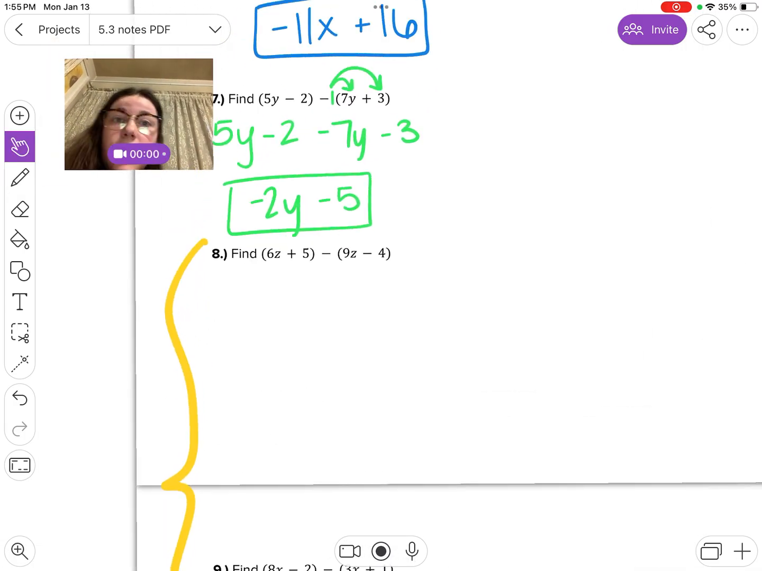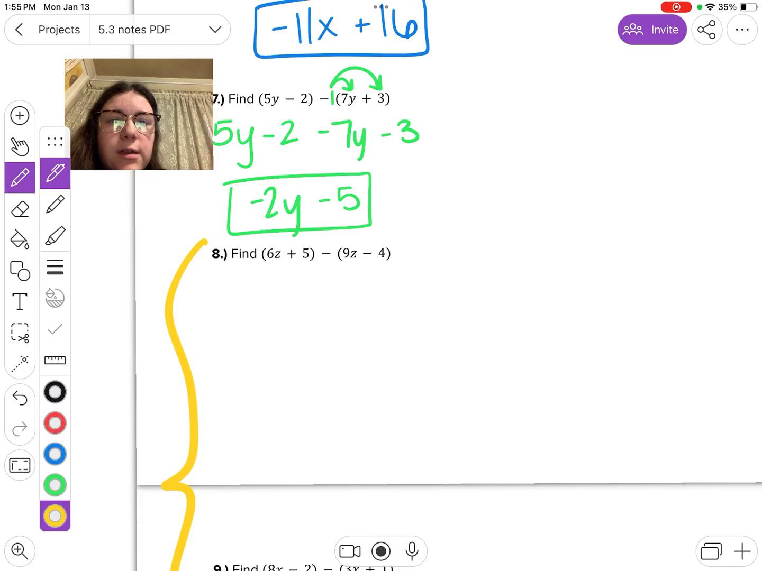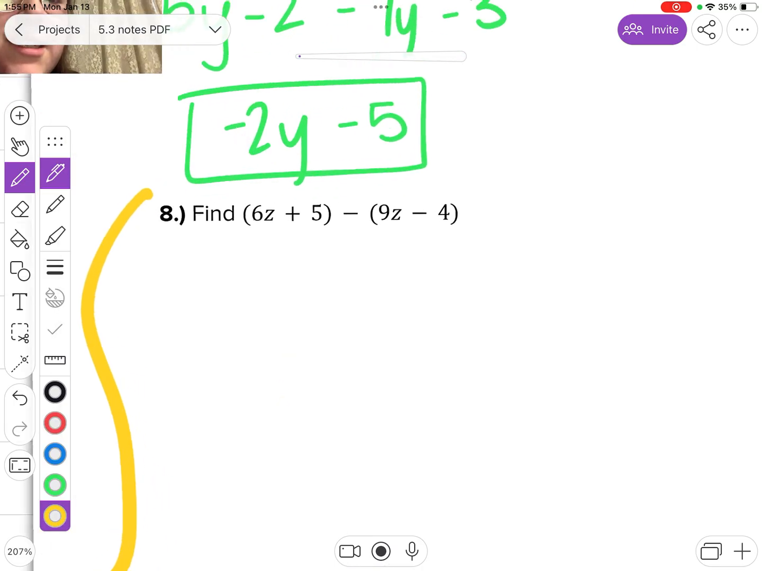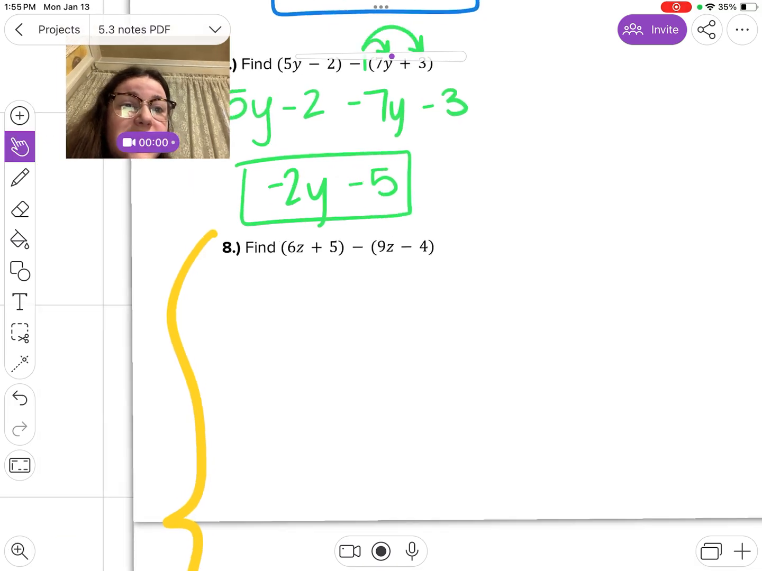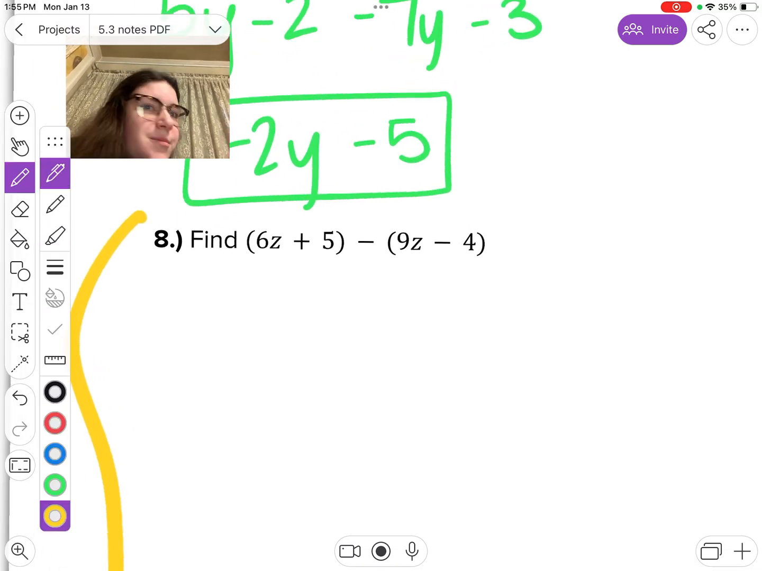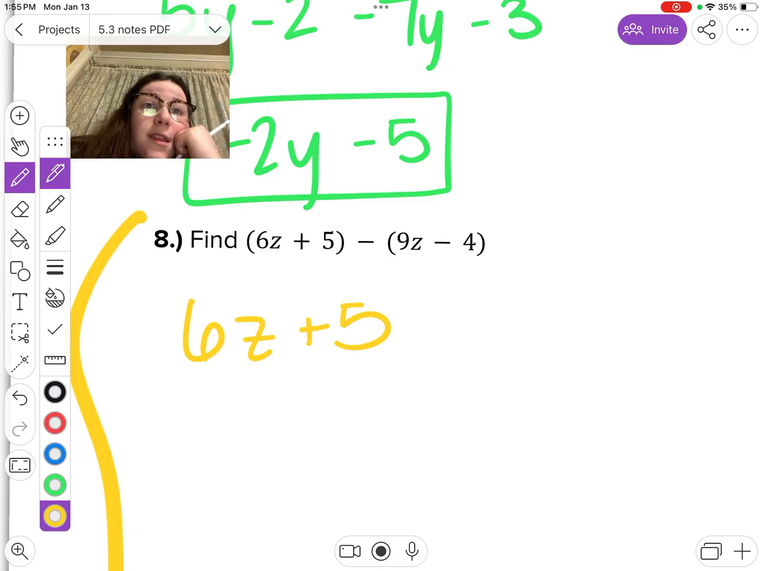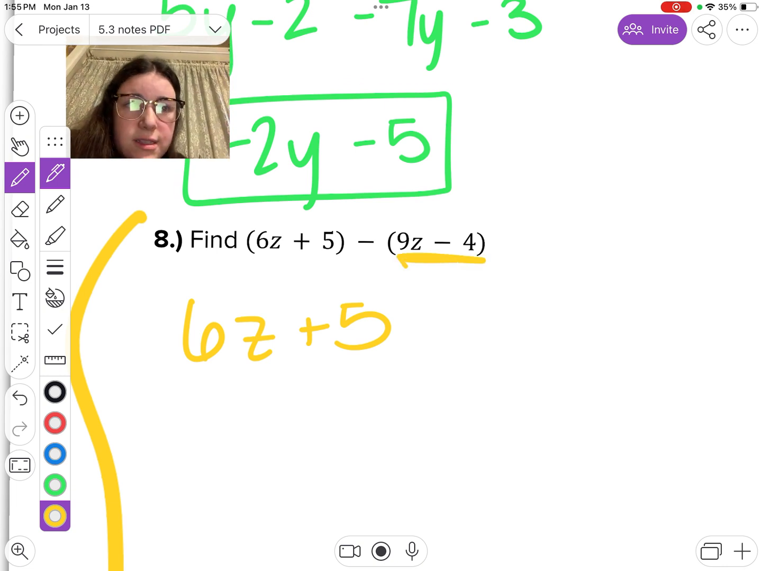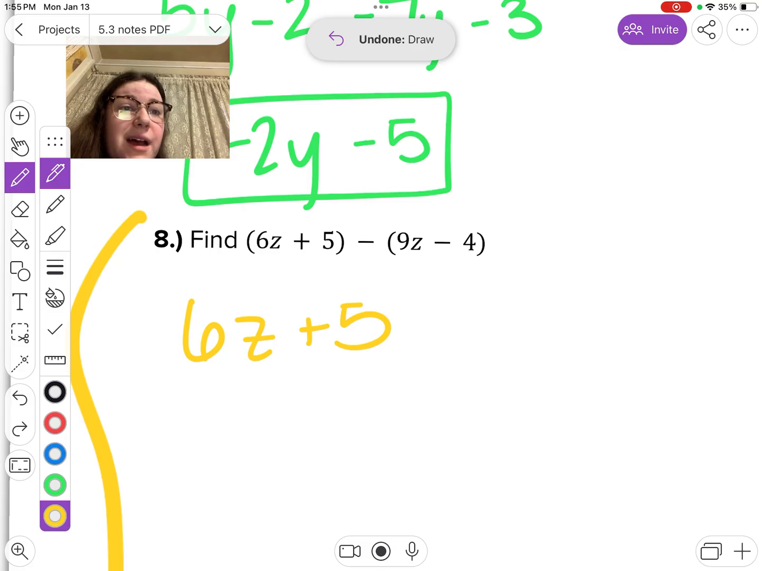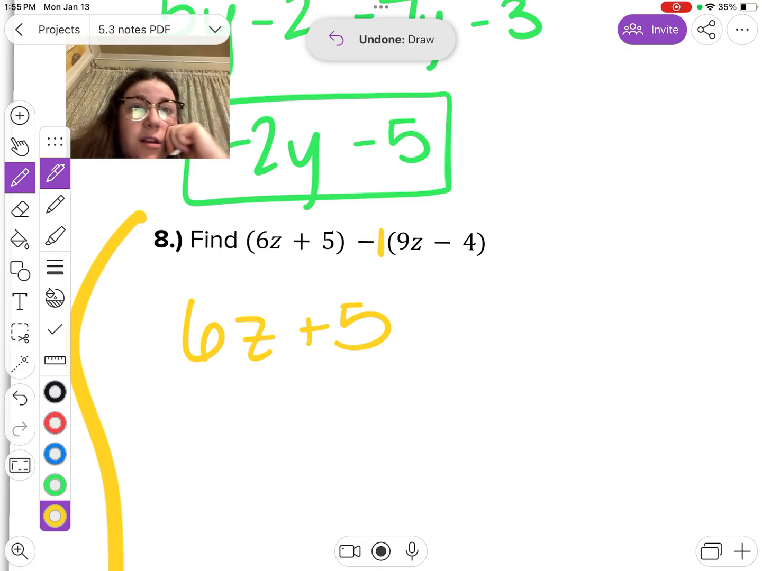Here we go. All right, you've hopefully unpaused me now. We can try this. So we have our 6z plus 5. There's nothing we can combine. There's nothing affecting it. So that is 6z plus 5. And then we have minus 9z minus 4. Well, there's nothing to combine on the inside, so we're good. But there is this invisible 1 here that we have to deal with.